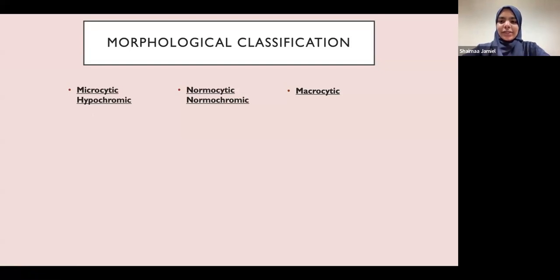We're going to repeat everything we just said. What's the MCV and MCH? MCV low, MCH is low. Okay. Examples of microcytic hypochromic.